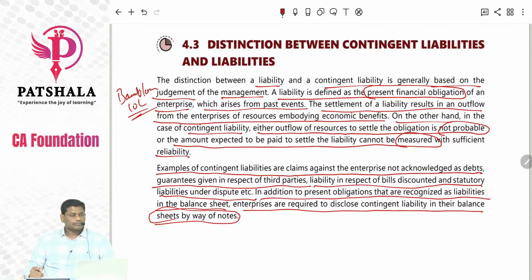Liabilities are disclosed in balance sheet, whereas contingent liabilities are not disclosed in balance sheet. They are disclosed by way of notes.